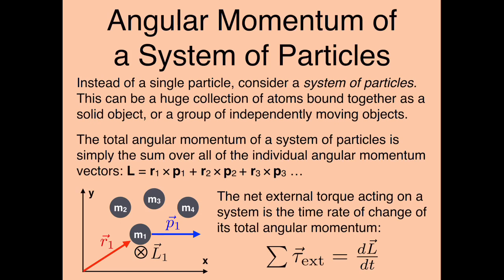So one result that we're going to derive is that the net external torque acting on the system is equal to the time rate of change of that total angular momentum. In other words, the net external torque on the left-hand side is equal to dL/dt. That's the time rate of change of the total angular momentum of that system. So actually, let's derive this result right now.